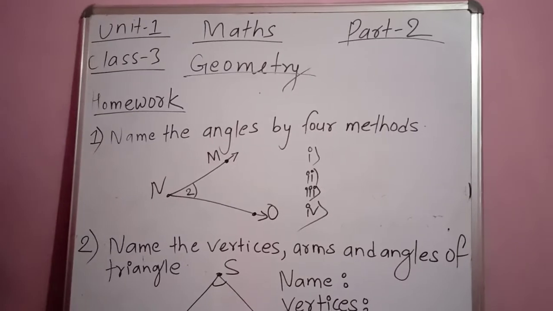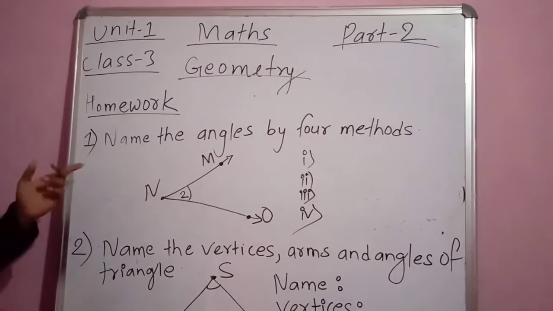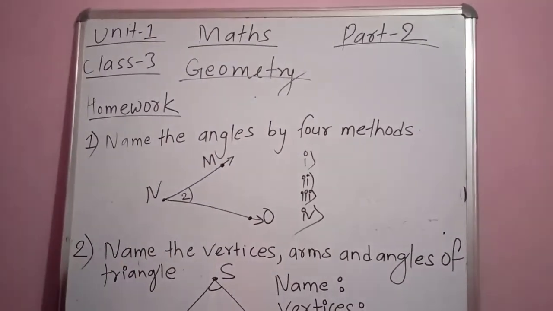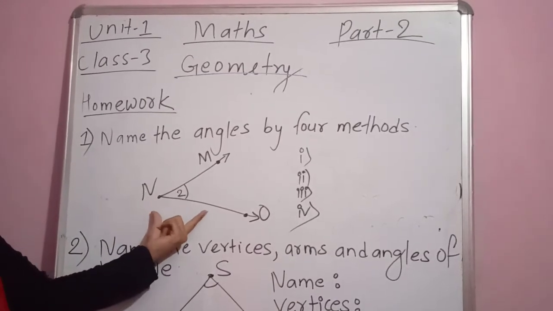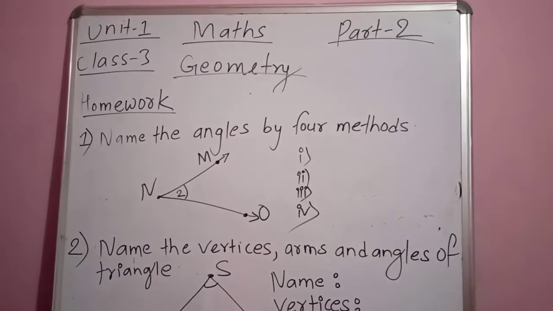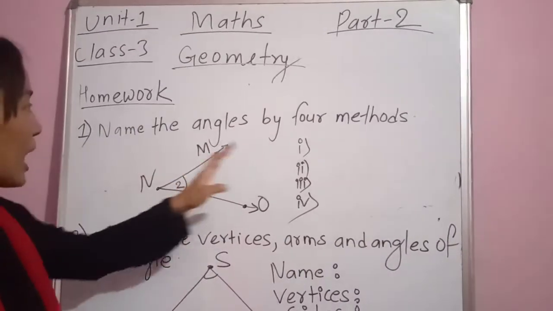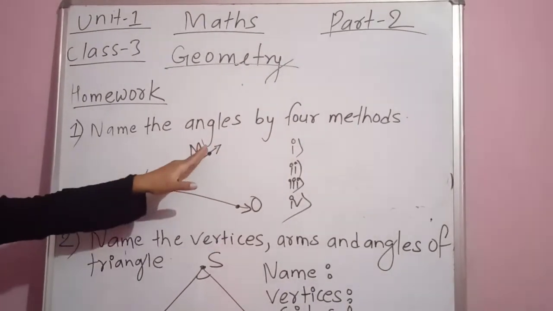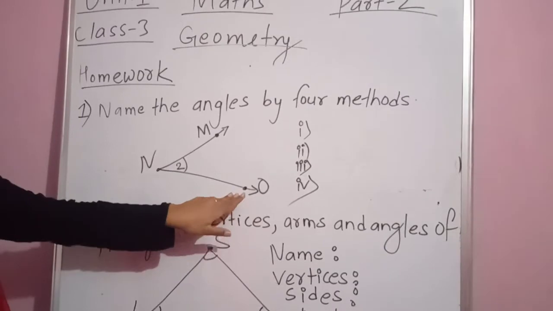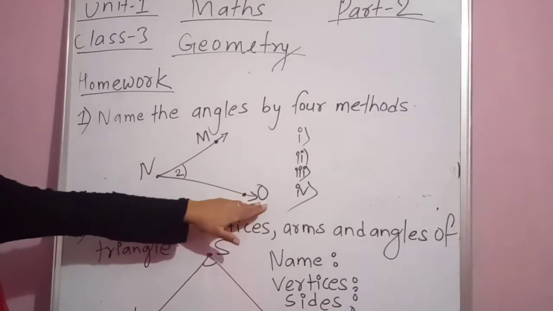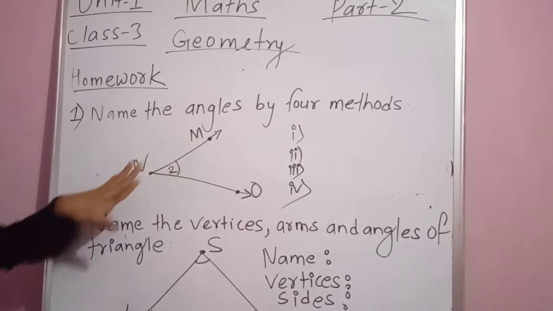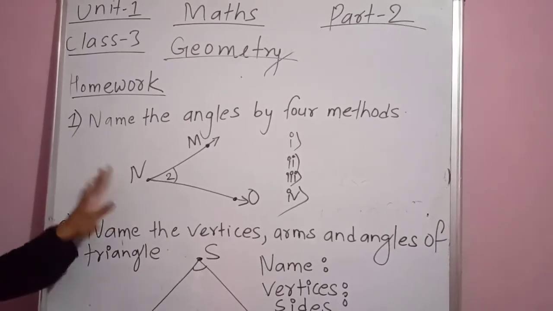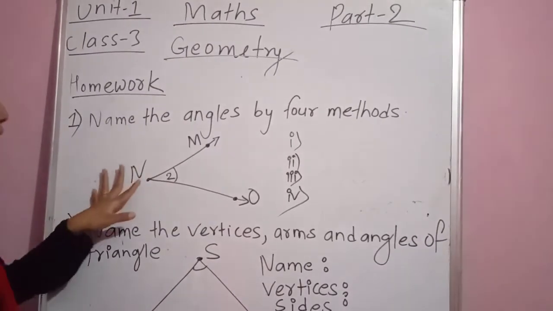Now I'm giving you homework. The first question is like this. Name the angles by the four methods. Here I have given the figure. Now we have to name these angles by the four methods. As I taught you, first of all, you have to go from up to down. Like you write angle MNO. Likewise you can go in reverse, angle ONM. But be careful that N should be in the middle, because this is the point where the angle is formed. So that's why N should be in the middle.